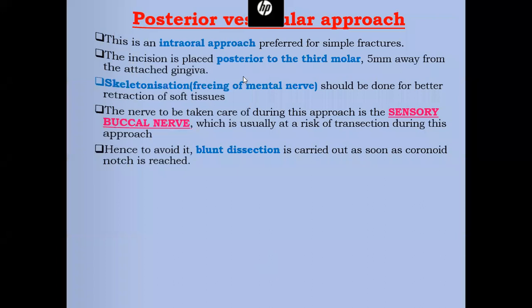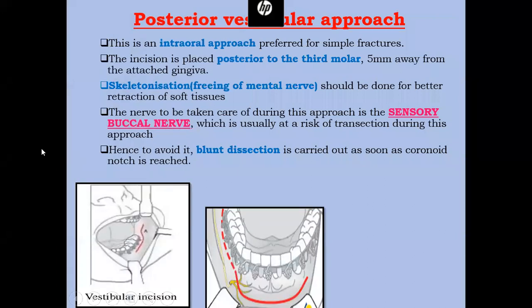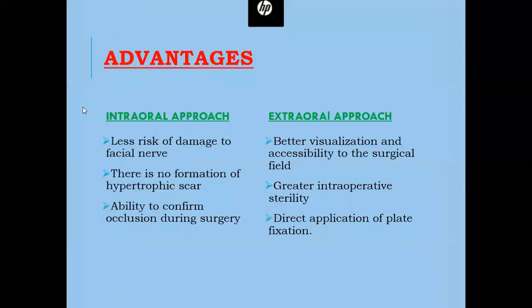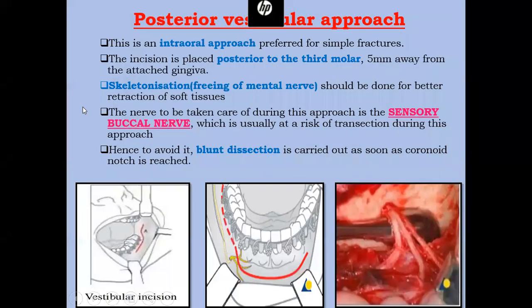Now moving on to the intraoral approach, which is the posterior vestibular approach. This is an intraoral approach preferred for simple or closed fractures. The incision is placed posterior to the third molar, 5 mm away from the attached gingiva. That is basically in the vestibule. Now the most important thing which we are supposed to do is skeletonization, that is freeing of the mental nerve, which is done before retraction of the soft tissue.